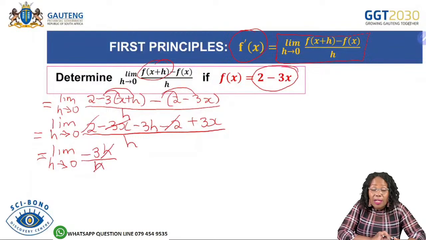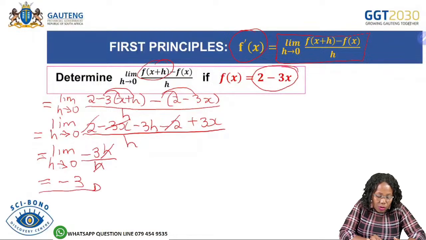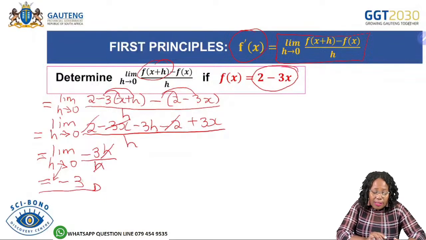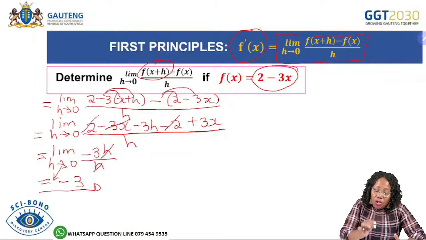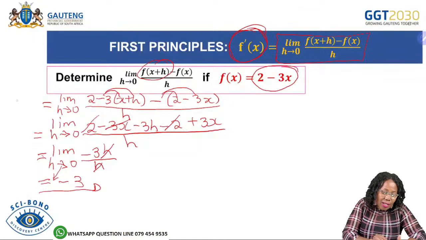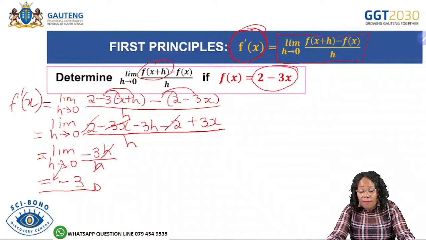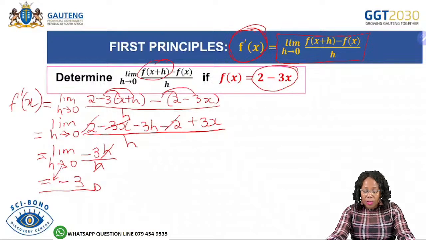Then h will cancel an h, grade 12. Then our answer will just be a minus 3 without a limit, grade 12. You can't take this limit there because we are now at the final answer. But this whole thing that we are doing here is representing what? The derivative of x. So that is how you determine the derivative of f at x using the first principle. That is the procedure, grade 12.